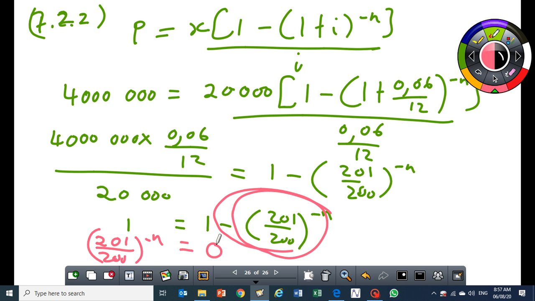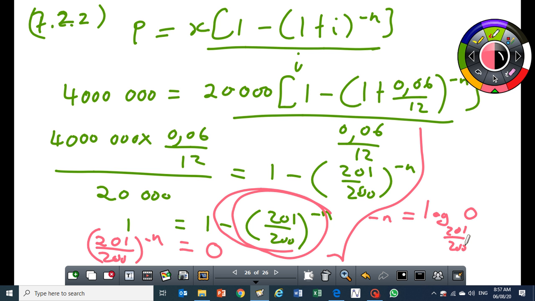The base of the exponential is the base of the logarithm. There is no issue. So you end up getting this. In fact, let me change from exponential to logarithmic. This is my base, this is 0. So minus n is going to be equal to the logarithm of 0 to base 201 over 200. Now, that is undefined.